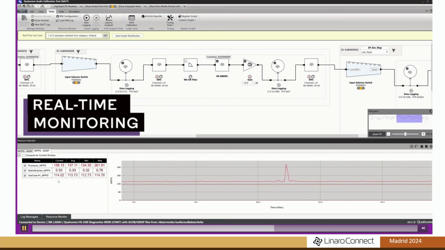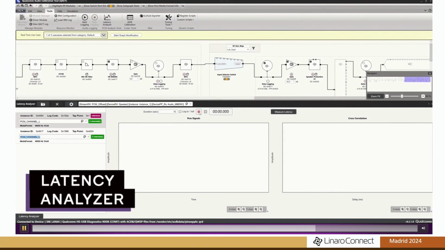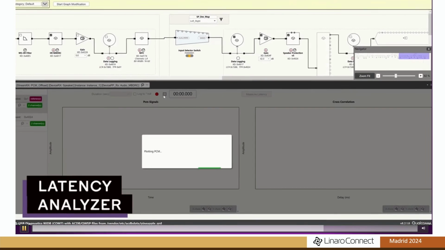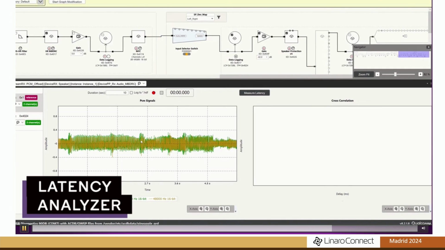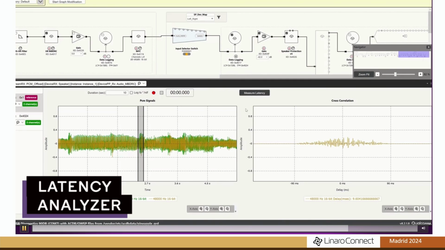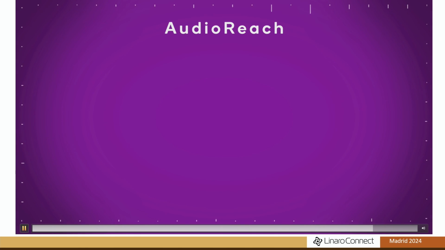And this is the real-time monitor, where you can know how much of the DSP's computation power each module is utilizing. And a lot of times you want to know how much latency the modules introduce into the path. So we're able to log the data at different tap points and do a correlation comparison to figure out how much latency is being introduced.